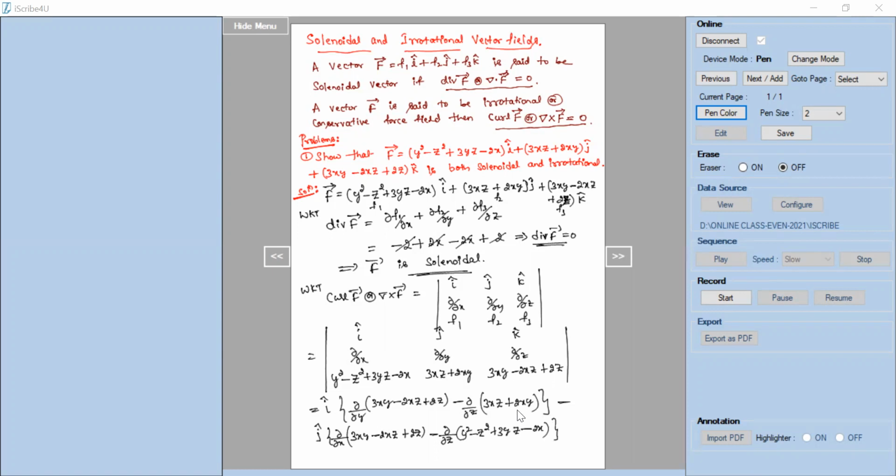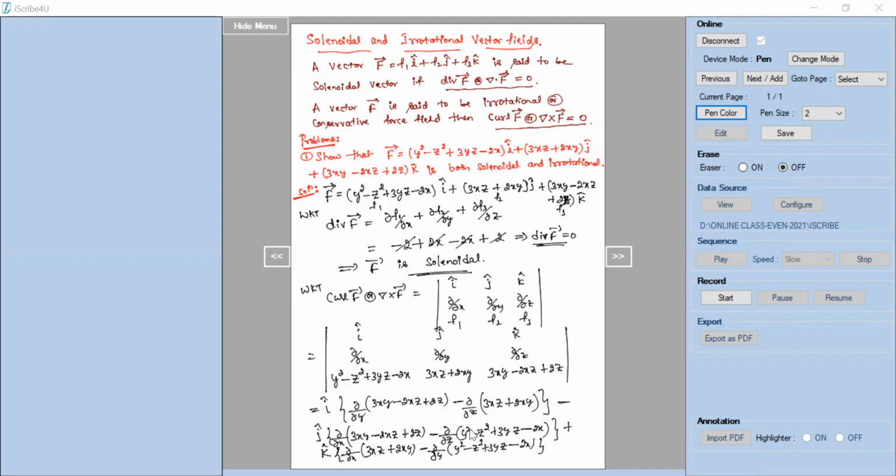So this is the j term and plus k term. So k cap into this: leave this column, leave this row. It is a cross product of these two, dou by dou x of this minus dou by dou y of this. It is dou by dou x of 3xz plus 2xy minus dou by dou y of y square minus z square plus 3yz minus 2x. Right? So just the determinant was expanded.